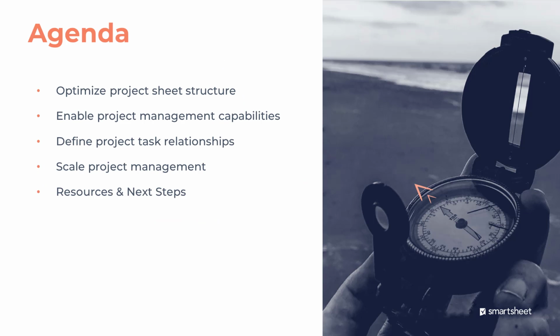Today's agenda is going to have 2 primary goals. We're going to dive deeper into structuring a Smartsheet project sheet, so really focusing on spending our time in the Gantt view and enabling additional project management settings to help you get the most out of your sheet. We'll add in some additional capabilities there, like defining project task relationships, understanding critical tasks with various paths, as well as sharing some collaboration best practices.